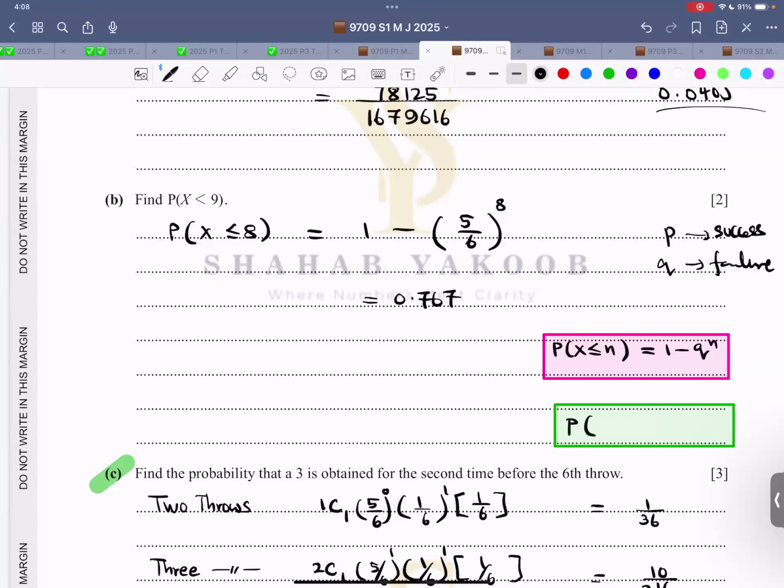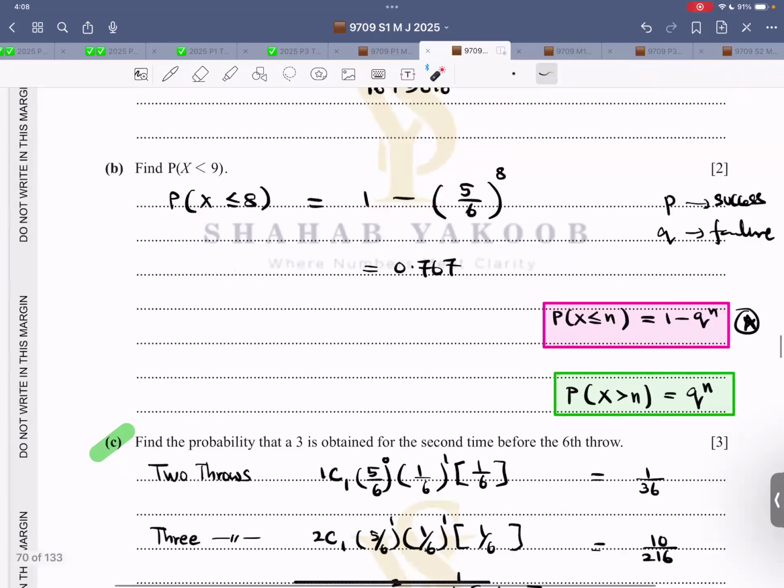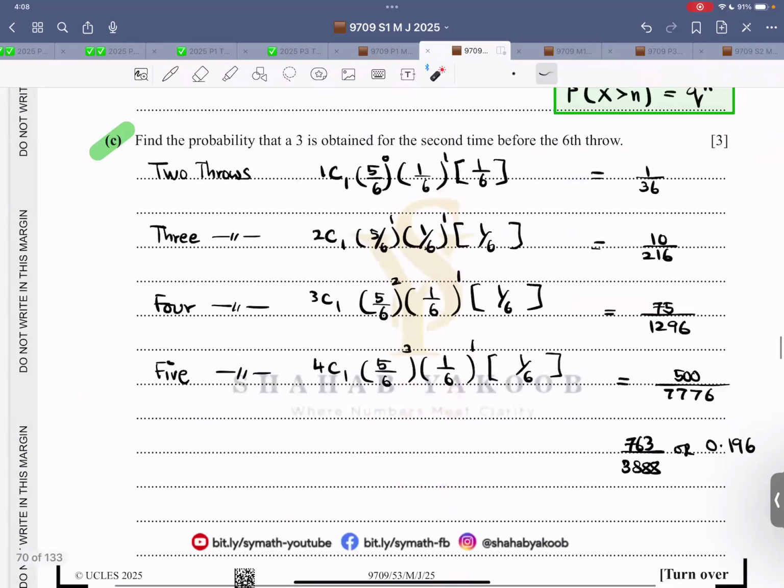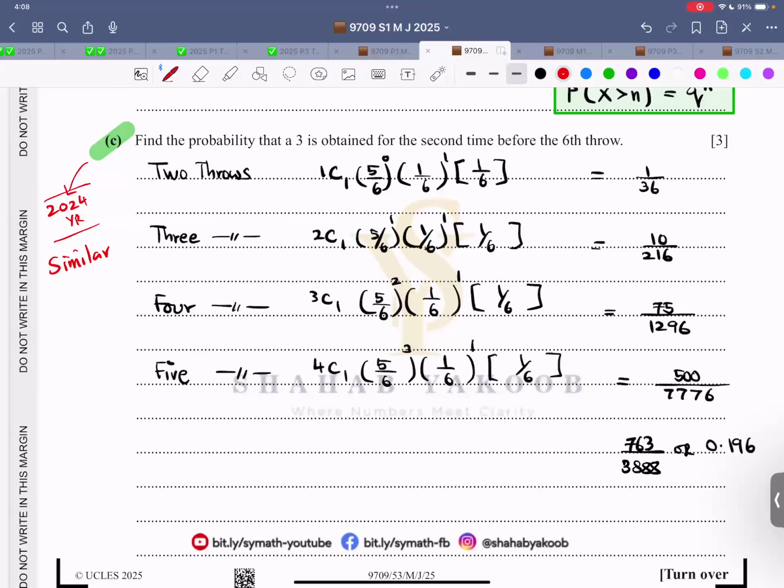And there is also another one, that is probability x is greater than n, that is q raised to power of n. The pink one is the examiner's favorite. So probability x is less than or equal to 8, 1 minus probability of failure, (5/6) raised to power of 8, and that's the answer. Now, this particular thing, there are some questions. Do check it out. I think it's in the year 2024, and it's in at least 2-3 variants. A question similar to this, not exactly the same, but similar to this.